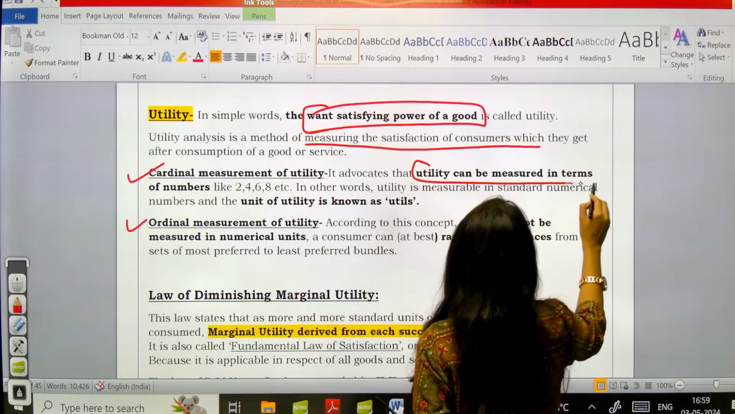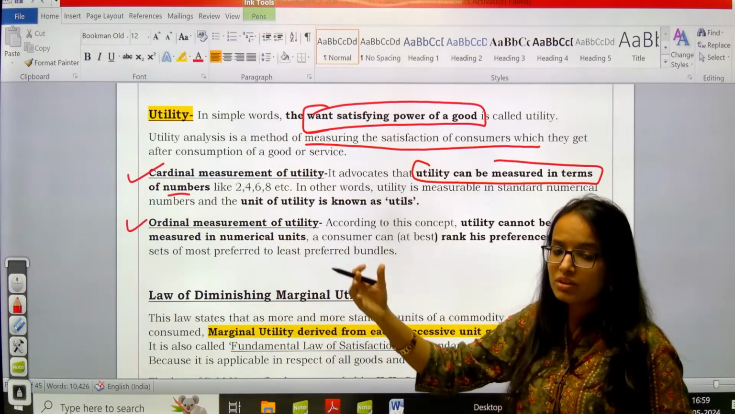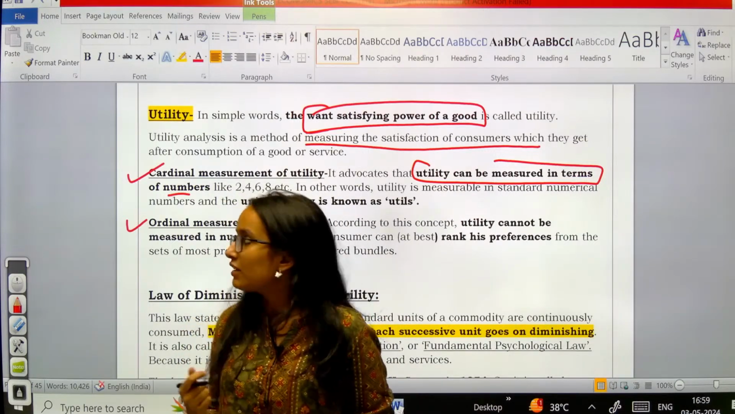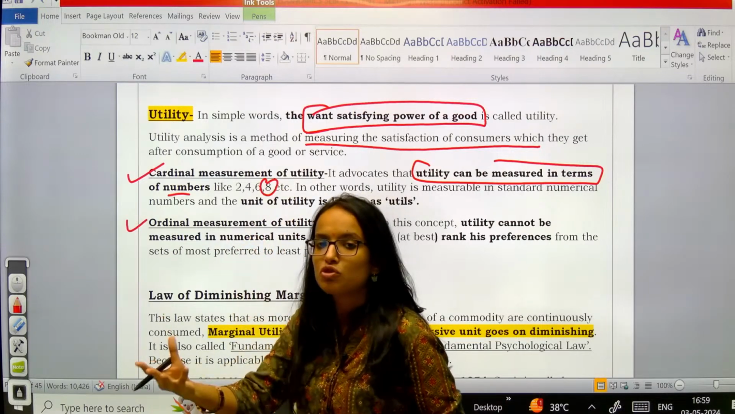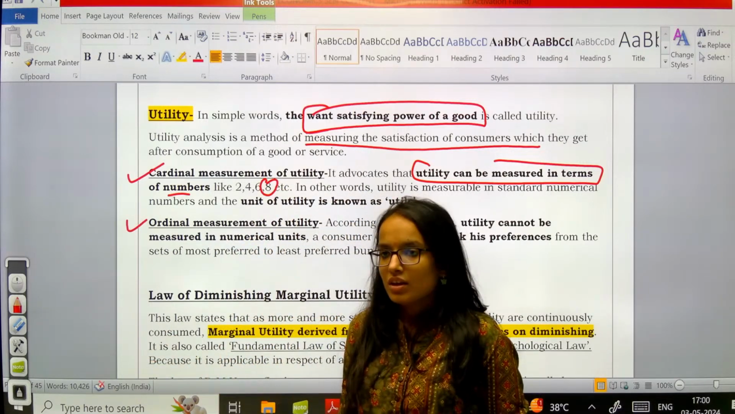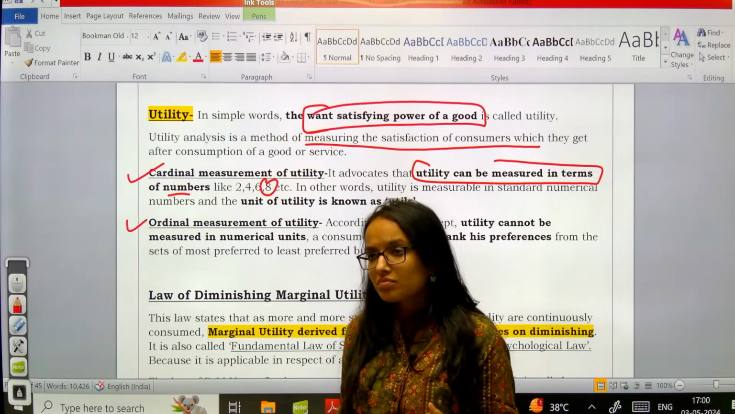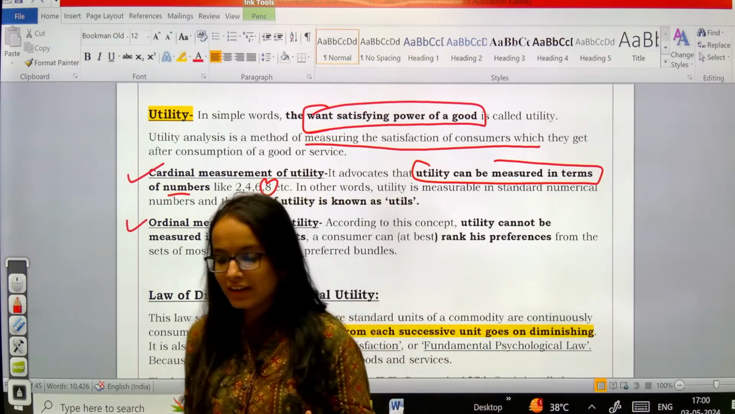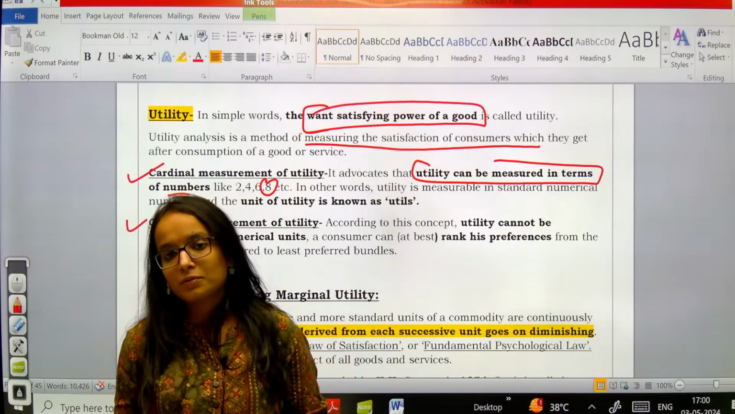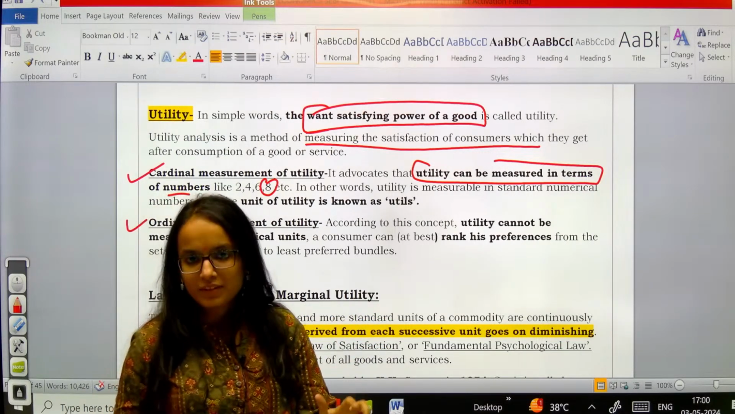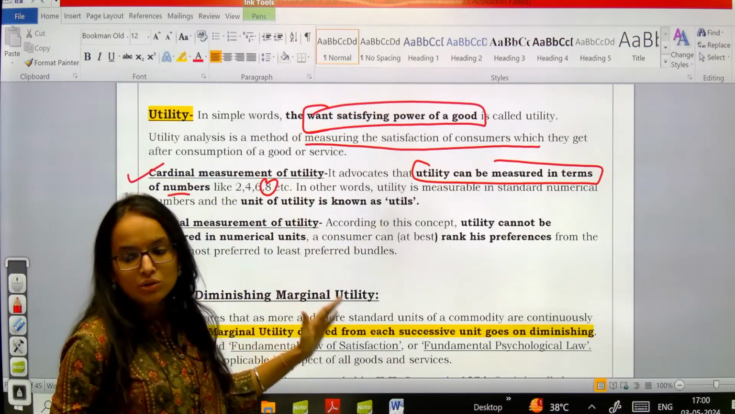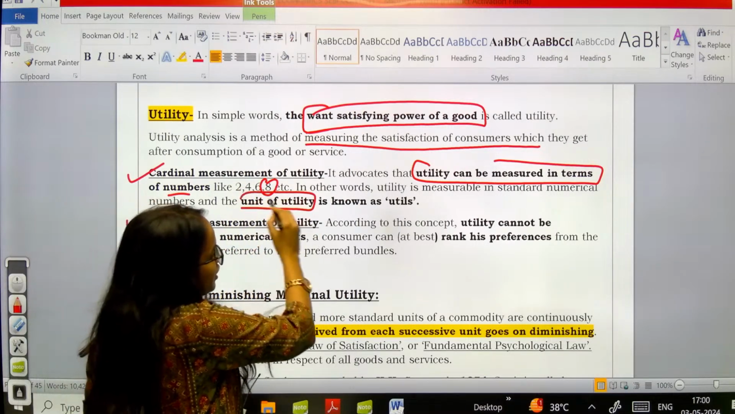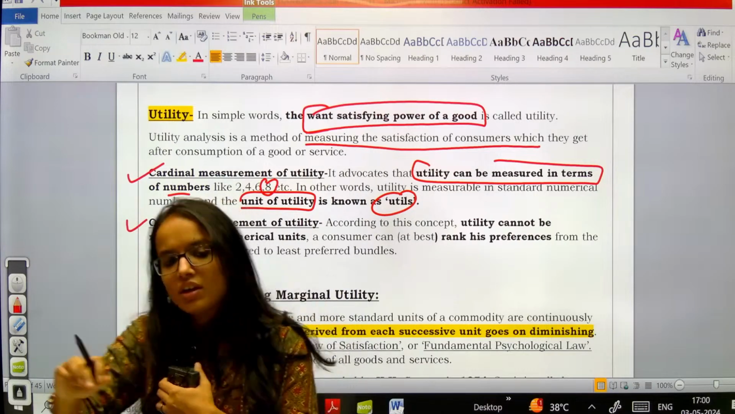Cardinal measurement advocates that utility can be measured in terms of numbers like 1, 2, 4, 6, 8. So if I enjoy a chocolate cone or Cornetto cone, it gives me say 8 utils of utility. Utils is the unit in which you measure utility. But it is not practical. We do not say that enjoying a tub of coconut ice cream gives us 50 utils. Do we say that in our daily lives? No, right? Although we can say that I enjoy this product, I like eating this product. So the cardinal approach is not so practical, although the ordinal approach is. In the cardinal approach, the unit of utility is utils: 2 utils, 6 utils, 4 utils, 8 utils.